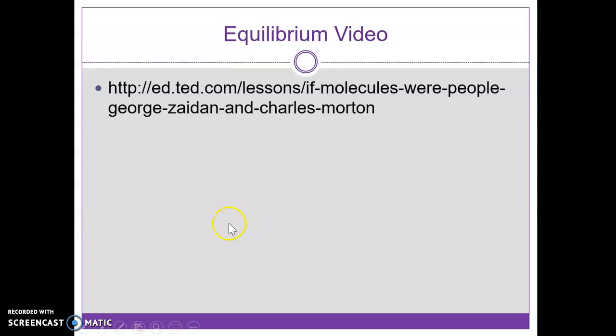And that's it for equilibrium. So you can try a couple of practice problems on the equilibrium practice sheet, and we'll go over those in class.